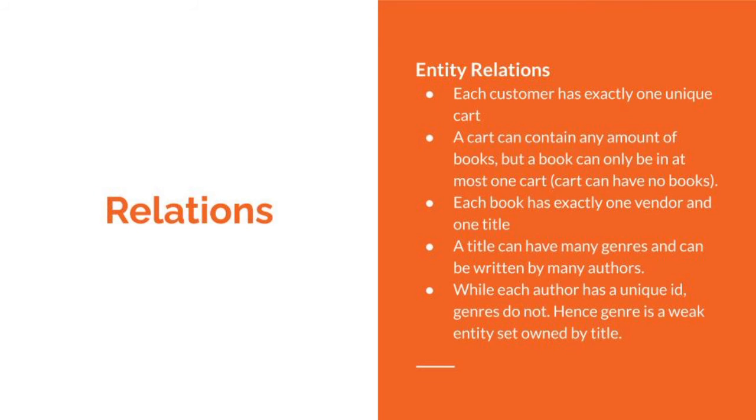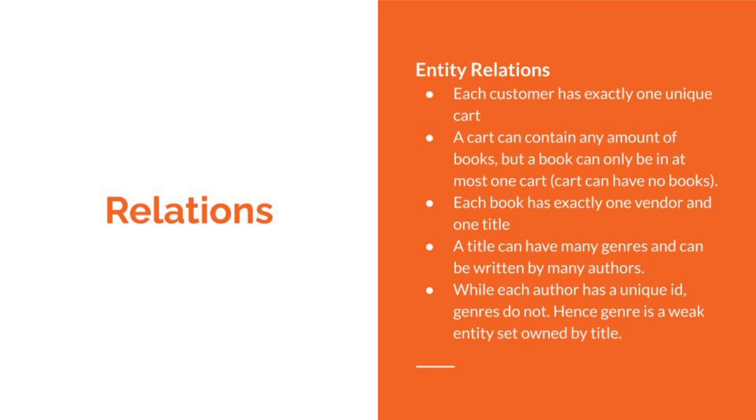Here I will go over key entity relations that will help form the tables used in our database. Now, these relations include customer and cart, where each customer has exactly one unique cart, and cart belongs to only one customer, and cart and book, where a cart can contain any amount of books, but a book can only be in one cart. So this indicates a one-to-many relationship.